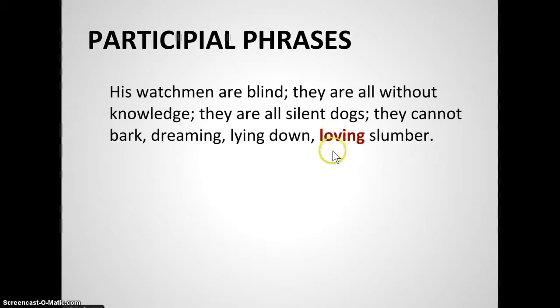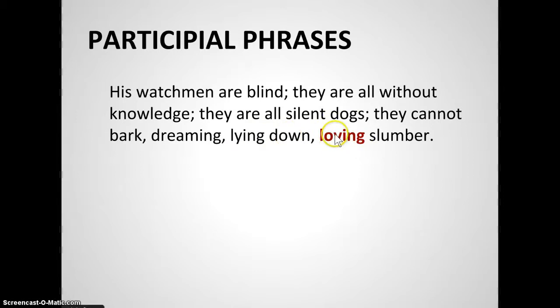Another participial phrase. I believe this is from one of the prophets, Isaiah maybe. And you'll notice that here we have watchmen. They're blind. They're all without knowledge. They're all silent dogs. They cannot bark, dreaming, lying down, loving slumber. Here you have three participles, dreaming, lying down, and loving slumber. But only this word is the participle, loving, lying, dreaming. But here, lying where? Well, lying down.